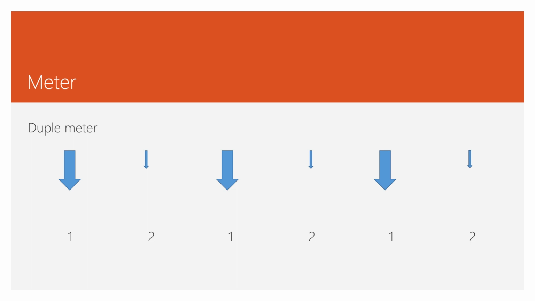2 groups of 3, 1, 2, 1, 2, 1, 2. 3 groups of 2, 1, 2, 3, 1, 2, 3, or in this slide, 1.5 measures of 4, 1, 2, 3, 4, 1, 2.